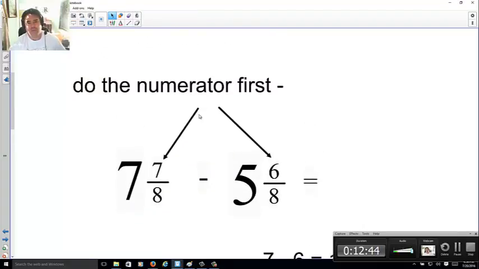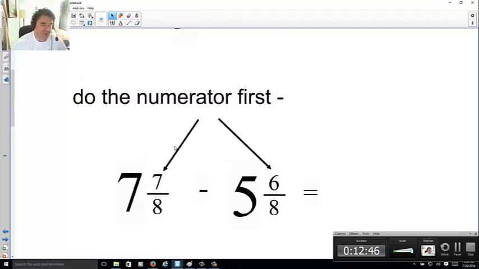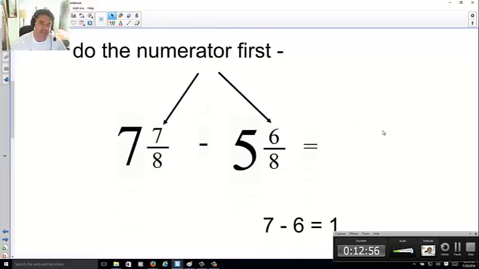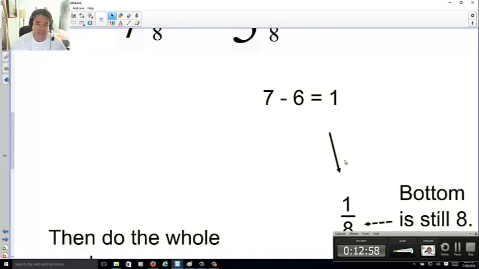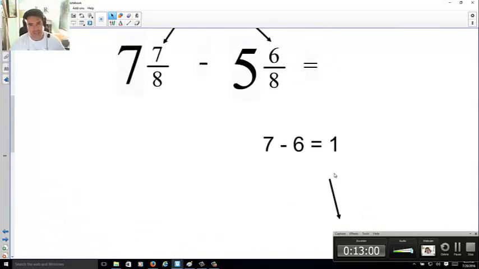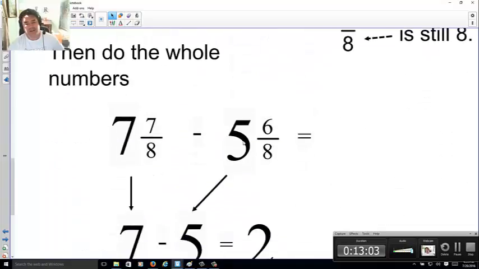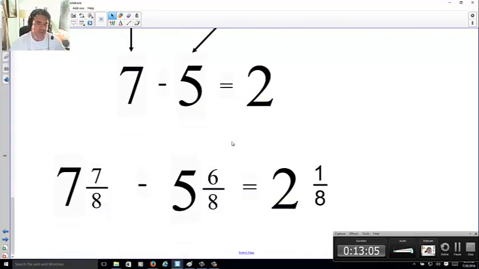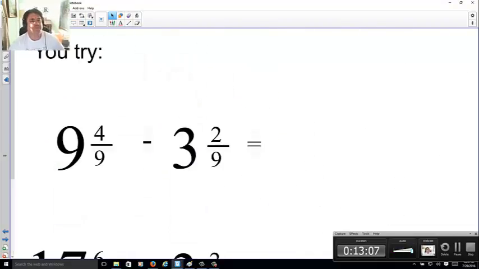Now, I'm saying do the numerator first in case you have to borrow. We haven't really talked a lot about borrowing. I know some of you like it easy, and some of you are like, I never liked it. Well, we'll address it, but one thing at a time. So 7 minus 6 is 1 over 8. So that's 1/8. Bottom's still 8. And then big 7 minus big 5. There you go. 2 and 1/8.